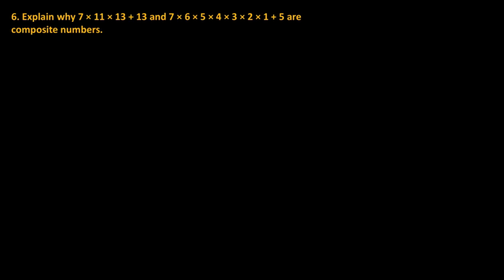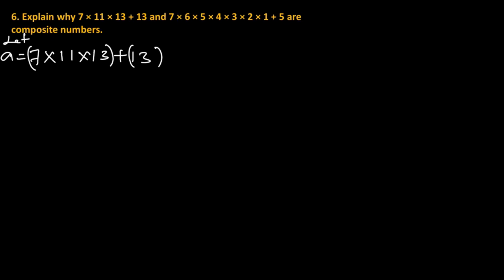Sixth question is, explain why 7 into 11 into 13 plus 13, and 7 into 6 into 5 into 4 into 3 into 2 into 1 plus 5, are composite numbers. Let's take the first number, consider this as A. Let A is equal to 7 into 11 into 13 plus 13. So give brackets.